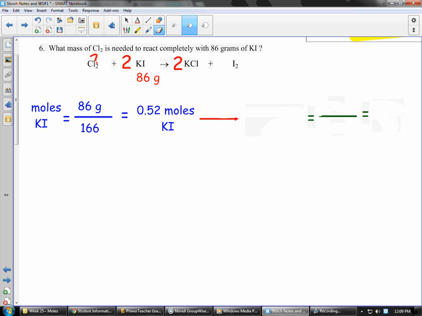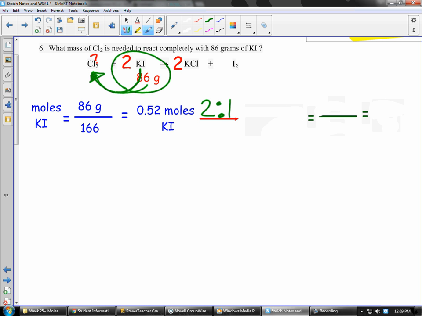Now I'm going to worry about my mole ratio. I'm starting here at my potassium iodide. The coefficient is 2. My question is taking me back here to chlorine. People do not like to go backwards, but this is a 2 to 1 ratio. I'm going backwards, 2 to 1. So I'm going to divide my moles in half. When I do that, I get 0.26 moles of chlorine.